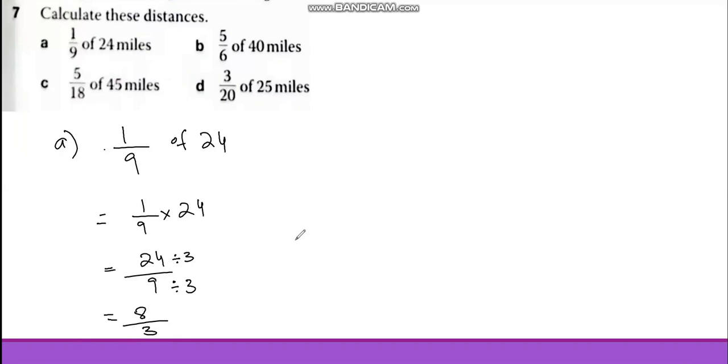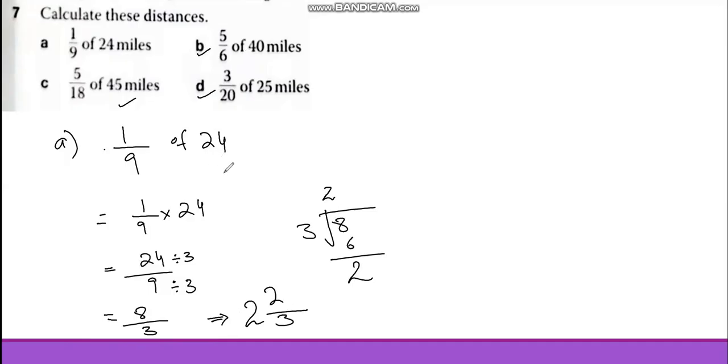We can convert it into a mixed number by dividing 8 by 3. 3 times 2 is 6, and 2 is the remainder. So as a mixed fraction, we can write the answer as 2 whole and 2/3. Similarly, you can do the remaining parts. I'm leaving these parts for you for your practice. Let's proceed to the next question.